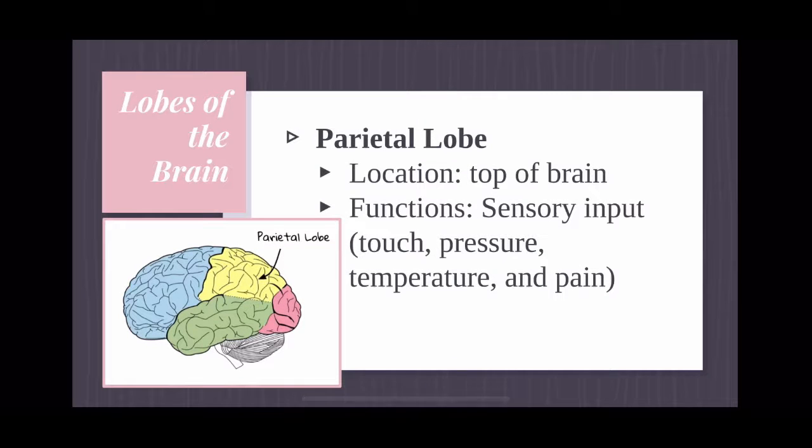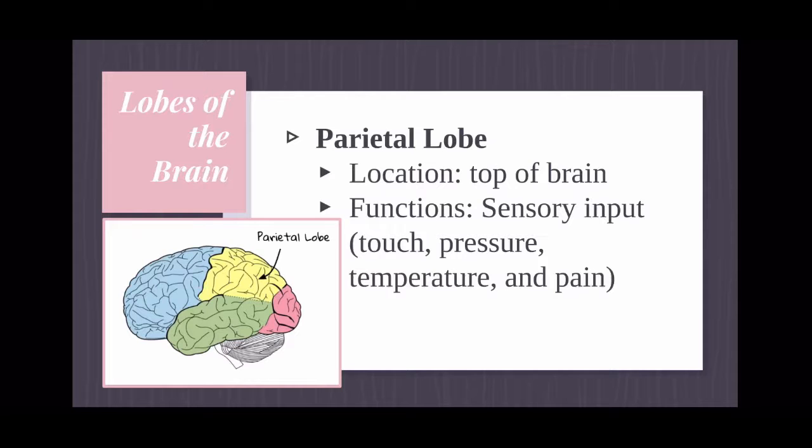The second lobe of the brain is yellow on your diagram. It is the parietal lobe, and this is located at the top of your brain. So if you were to put your hand on the top of your head, right below your hand would be the parietal lobe of your cerebral cortex.